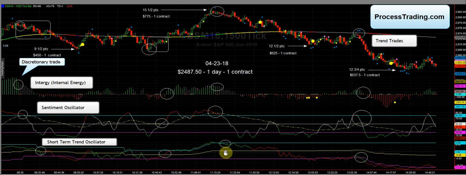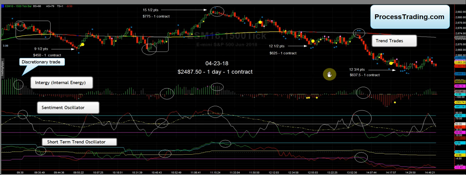When we look at the short-term trend, right at this point it was now starting to cross down from the upper bound. So if we got into this contrarian trade and followed our strict trade management rules, which give us a good risk-reward ratio, if we happen to get in at the high and took it down to this low point right here, that would have been another 12.5 points or $625 for one contract.